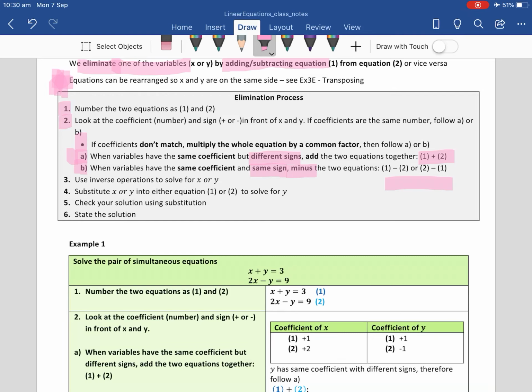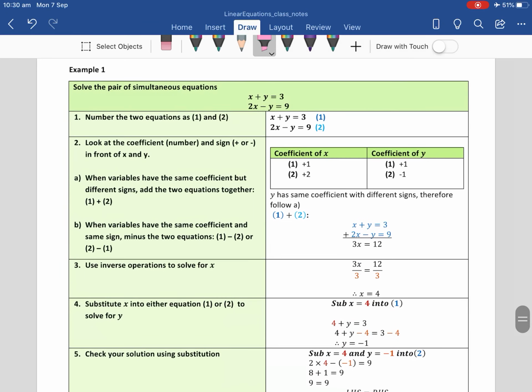Use inverse operations to solve for x or y. Once you find one of them, you substitute it back into one of the equations to solve for the other variable, which is y or x, depending. You can then check your solution, and then you need to state your solution. So for an example, firstly, you can tell that we're going to use the elimination method because the x and the y are on the same side.